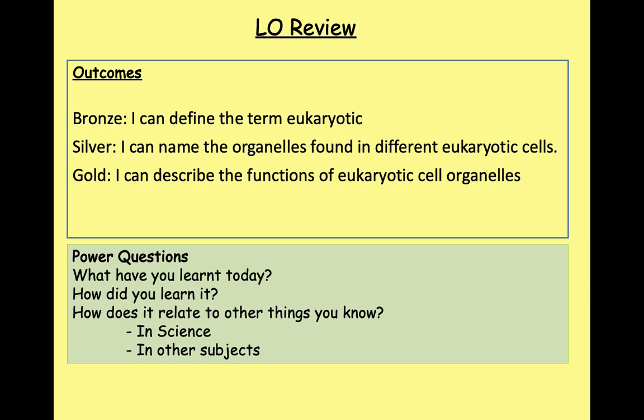So lastly, looking over what we aim to do today: define the term eukaryotic, name the organelles found in different eukaryotic cells, and describe the functions of eukaryotic cells. Have a think about those. What have you learnt today? How did you learn it? And certainly if you can't reach silver or gold today, you might want to re-watch the video and see if you can pick up the information for that.